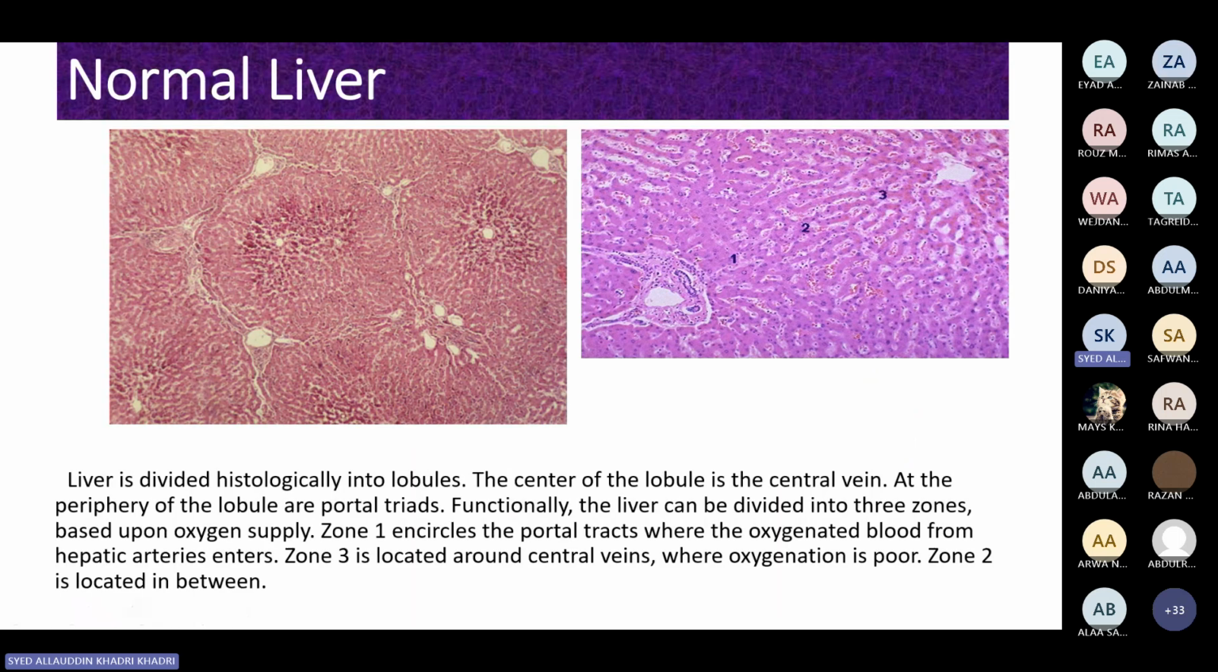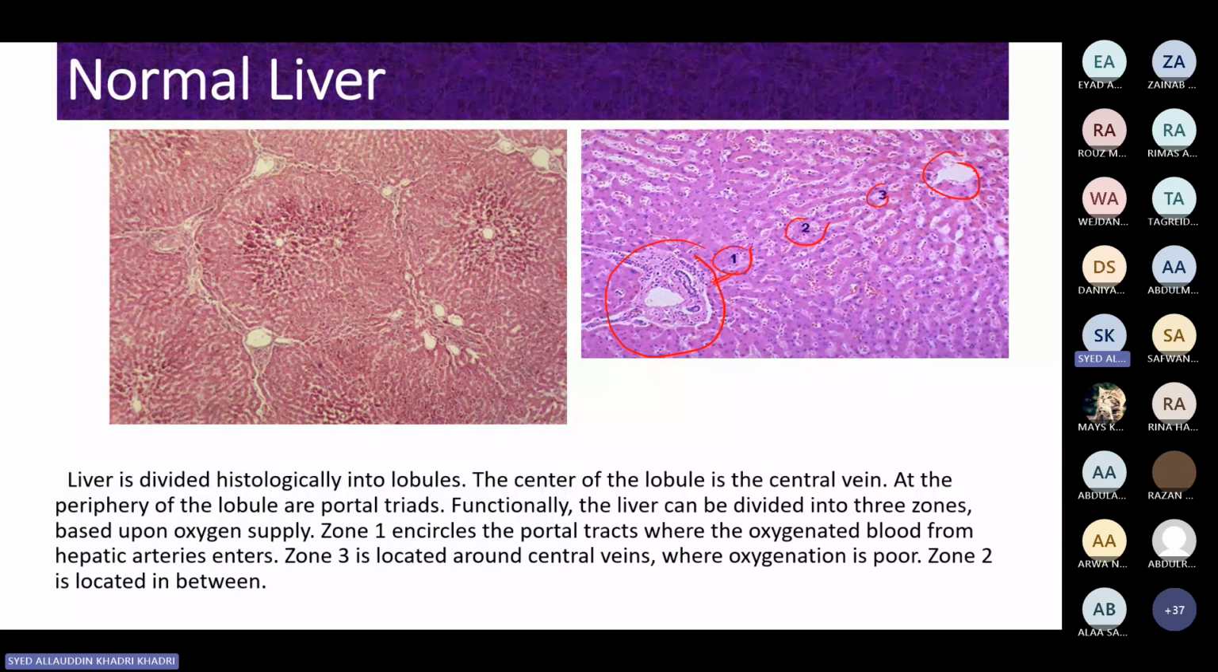And I'll go into more detail in my supplement about the normal liver, which is divided into different lobules. You can see over here a central vein, this area. This is the central vein, basically, with a little decrease in the blood supply. The periphery of the lobule has the portal tracts. This is basically a portal tract, which we ought to understand. Functionally, the liver can be divided into 3 zones: zone number 1, 2, and 3.